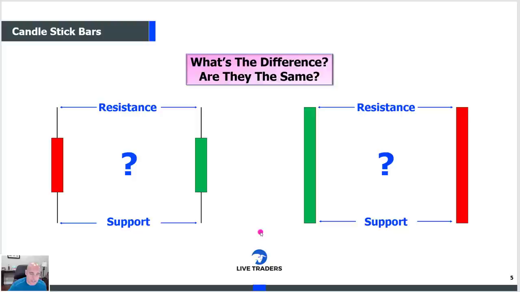To many of you out there, you're looking at it going, yes, they're the same. They're both red, both green, both say resistance at the top, support at the bottom, and so on. They're not even close to the same thing, right? Which I'm happy that most of you are getting that answer. They're not close. What's the difference then? Why is it that the left is more significant, right?